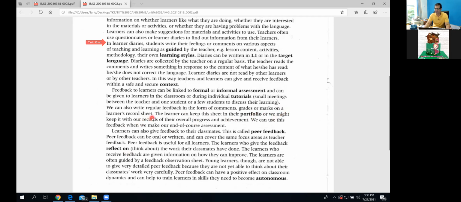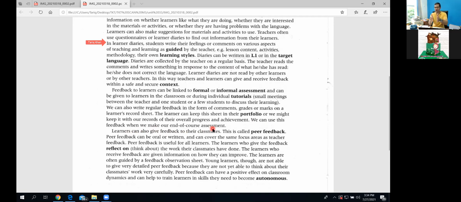Right. We can also write regular feedback in the form of comments, grades, or marks on a learner's record sheet. That is the formal way which we do in the record sheet. The learners can keep this sheet in their portfolio, or we might keep it with our records of their overall progress and achievement. We can use this feedback when we make our end of course assessment.